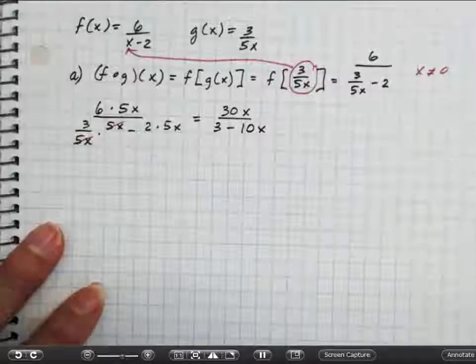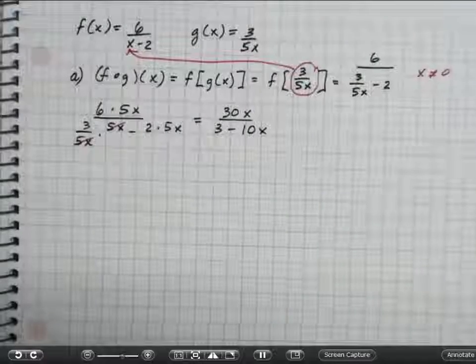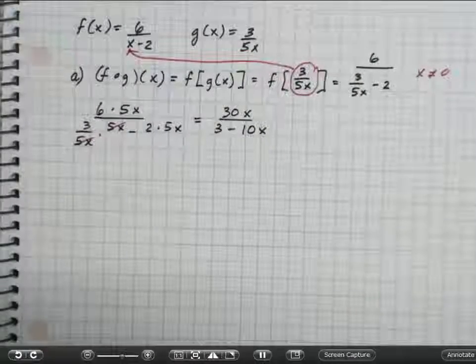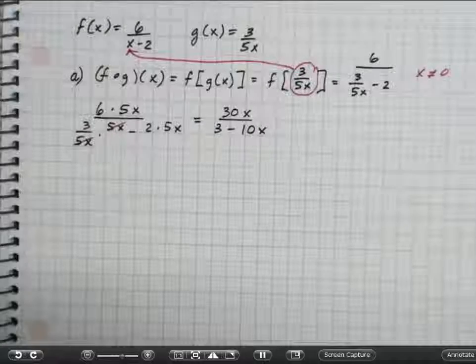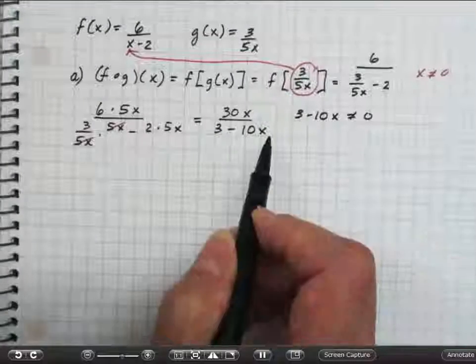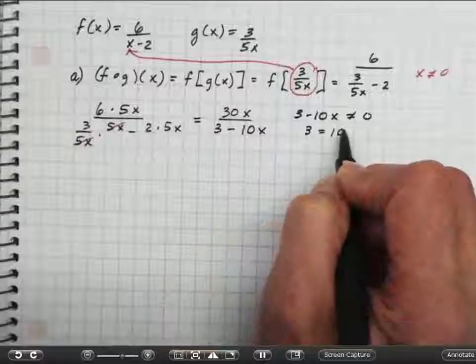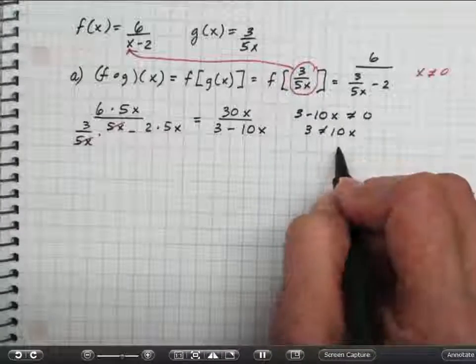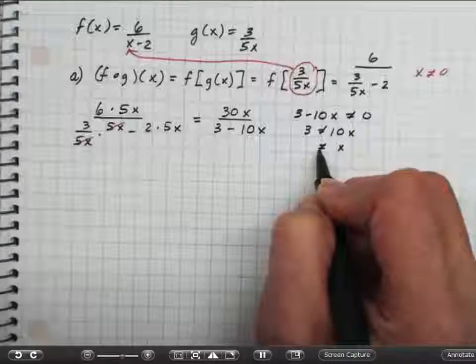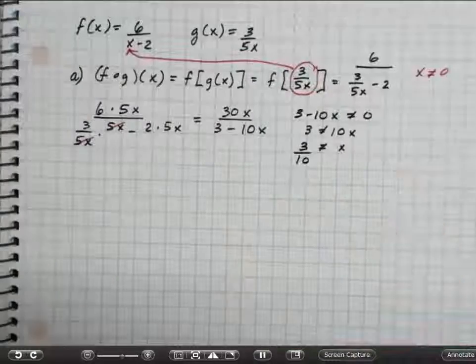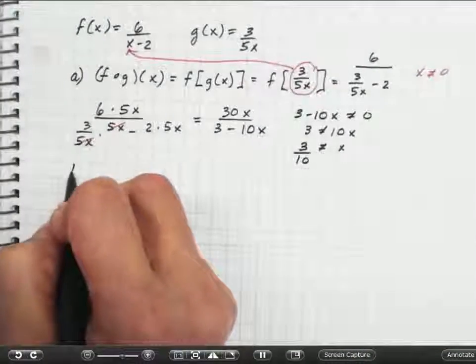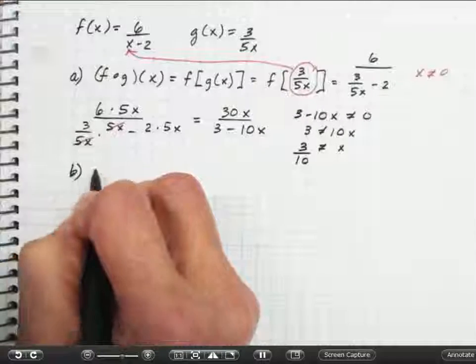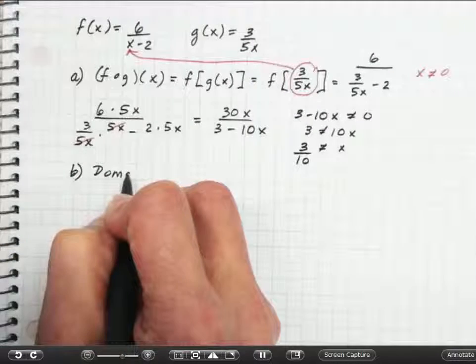So this is my simplified version. The denominator cannot be equal to 0. Does that sound familiar? It's a rational function. So x can't be equal to 0. 3 minus 10x cannot be equal to 0. So therefore, x cannot be equal to 3/10. So part B, where it asks for the domain of my function, I need to take those two answers that I got before, where x could not be equal to 0, and x could not be equal to 3/10.